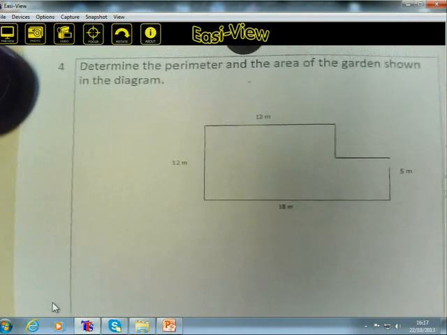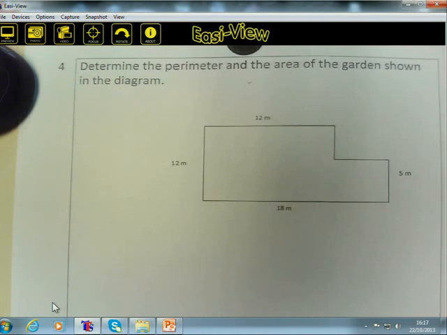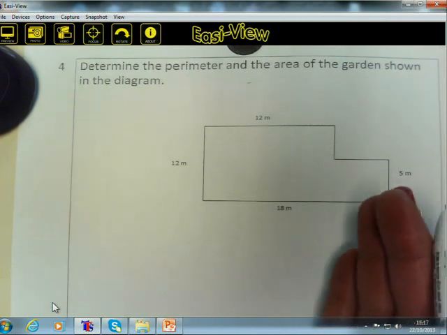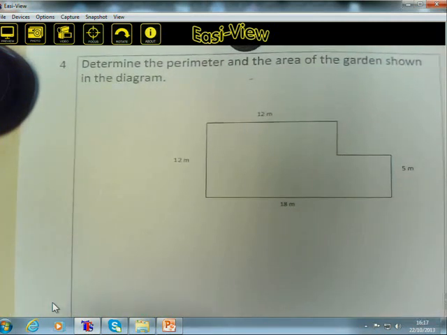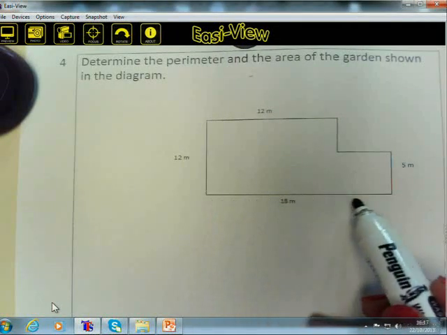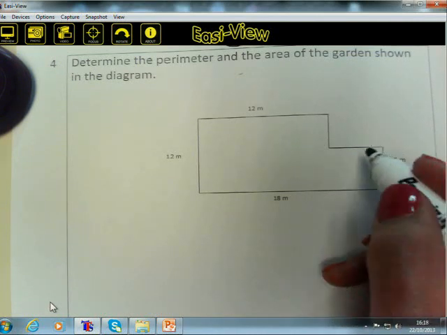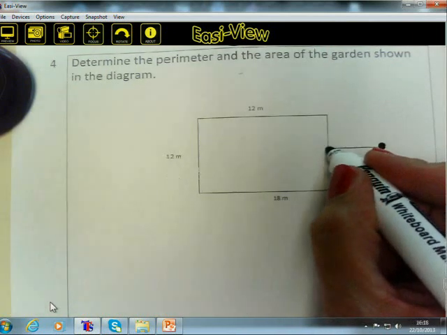Number 4. Determine the perimeter and the area of the garden shown in the diagram. Again, I can just see I'm eating an elephant here. We're going to do it bit by bit. When I want the perimeter, I'm going to add up all the sides. This is 12 plus 12. I want to put fencing around, plus 5. Oh, but yes, something is missing. So how will I get the length of that side?